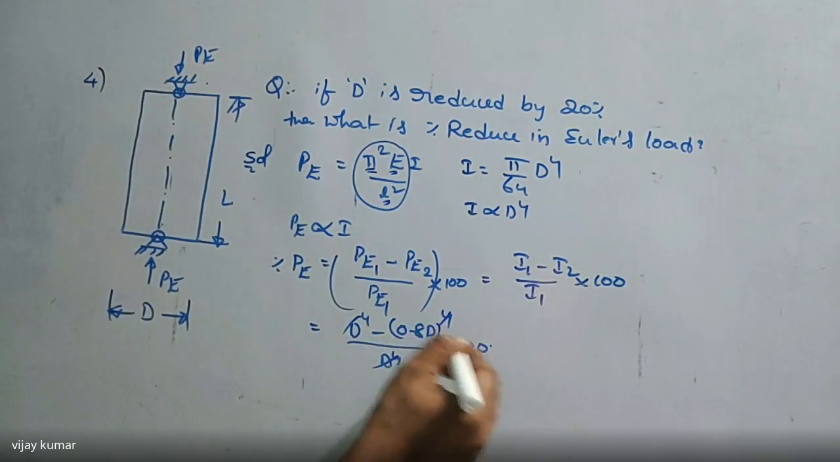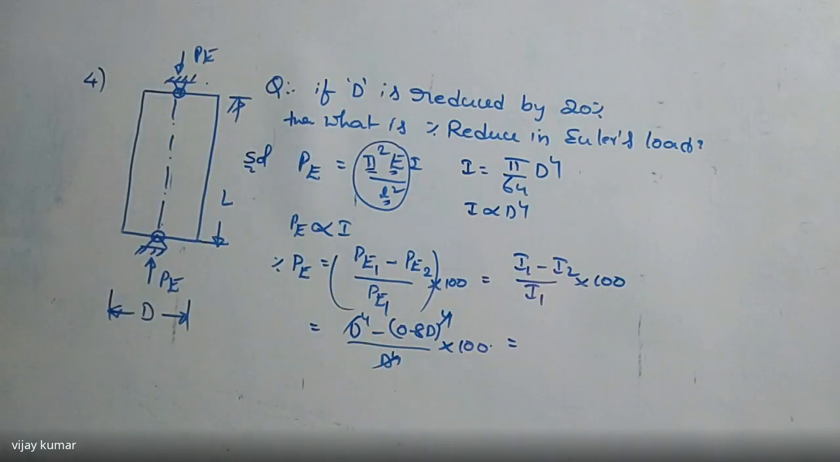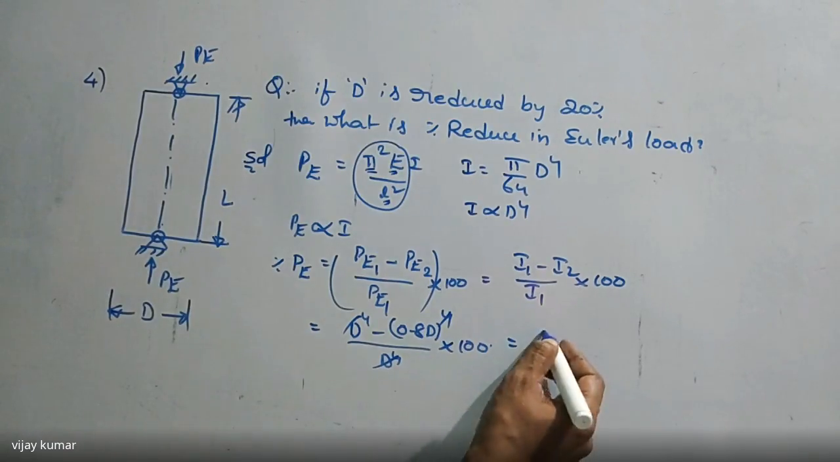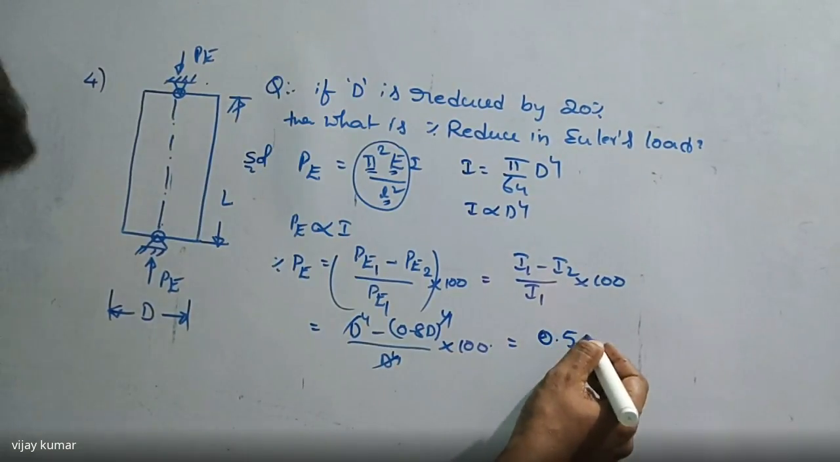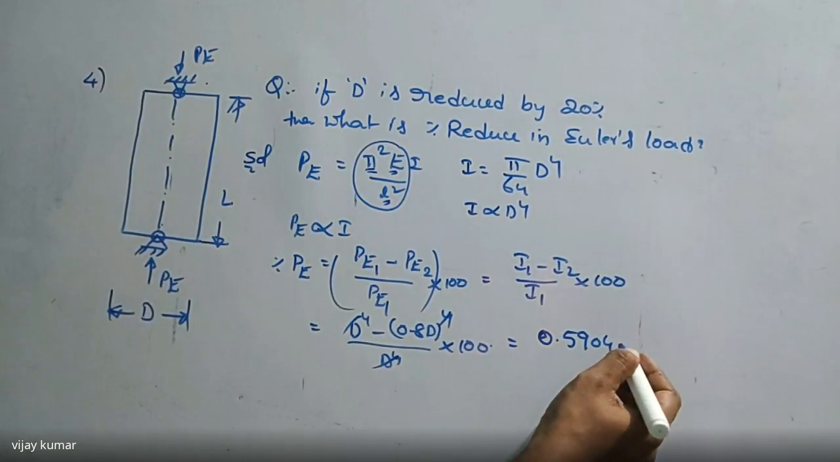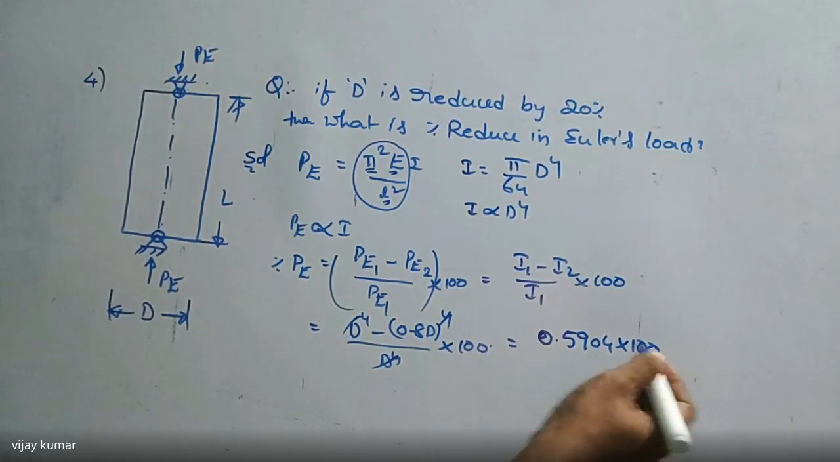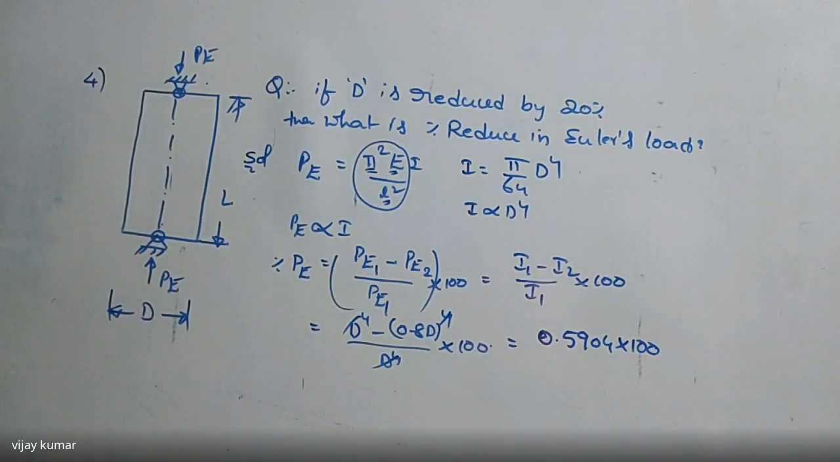So d power 4 all get cancelled. Then I am getting here 1 minus 0.8 whole power 4. Approximately I am getting here 0.5904 into 100. So I'm getting approximately 59%.